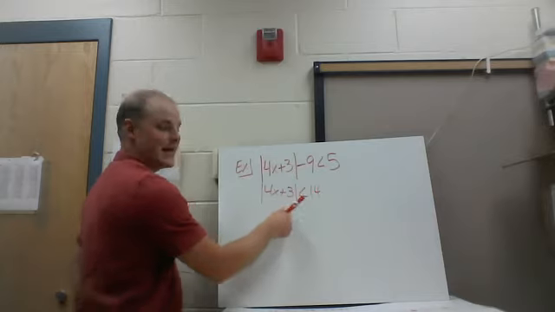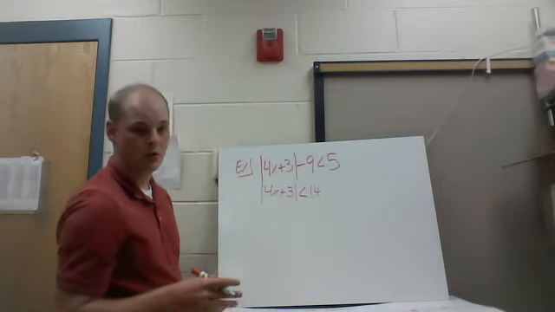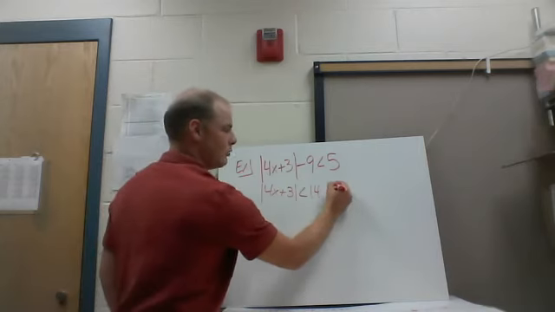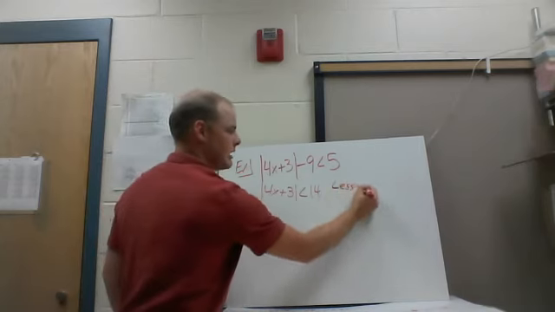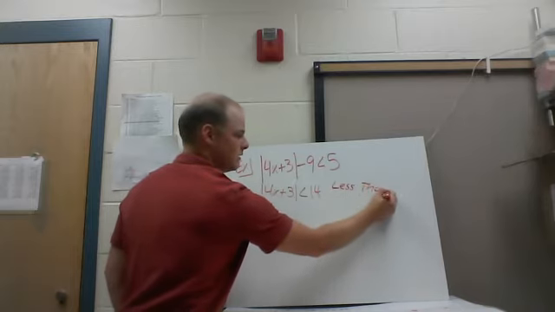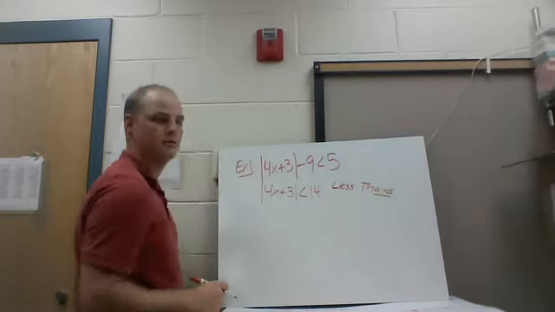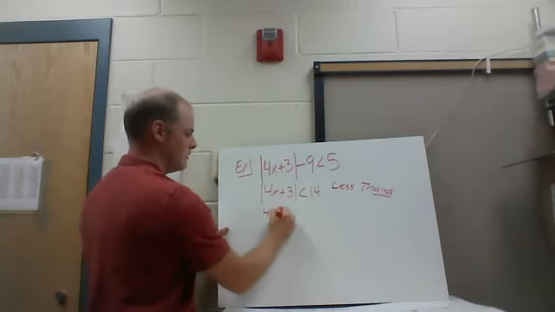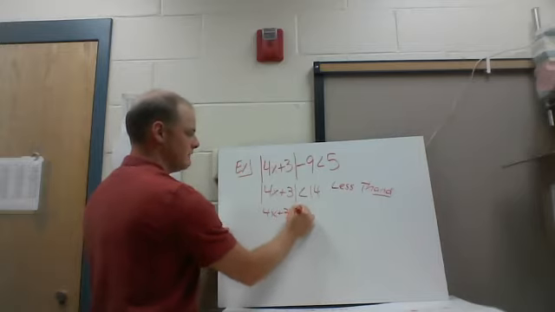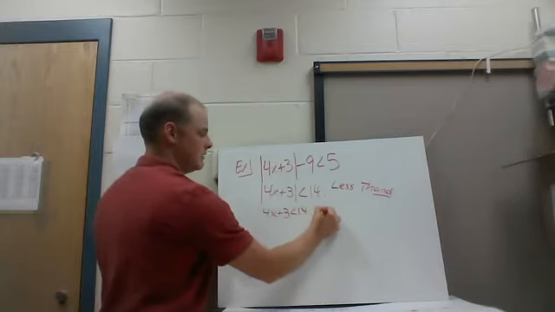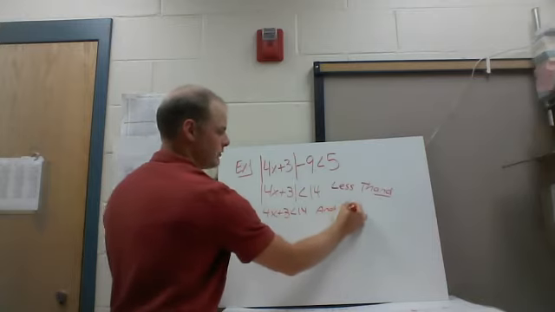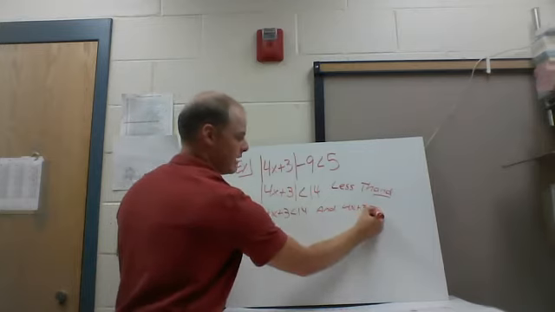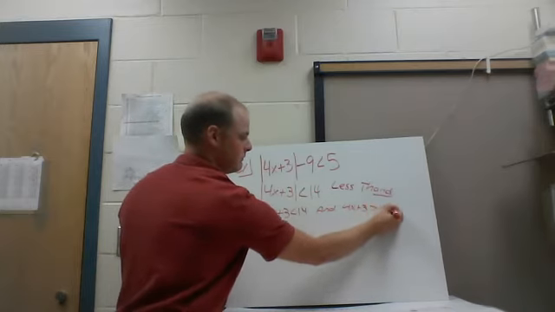This one though is a less than sign, so it's not an or statement. Or only goes with greater than. This one is a less than, or the way that I remember it is less than. Okay, that's the way that I remember it. So it's going to be 4x plus 3 is less than 14, and 4x plus 3, hopefully you know switch the sign, so greater than negative 14.